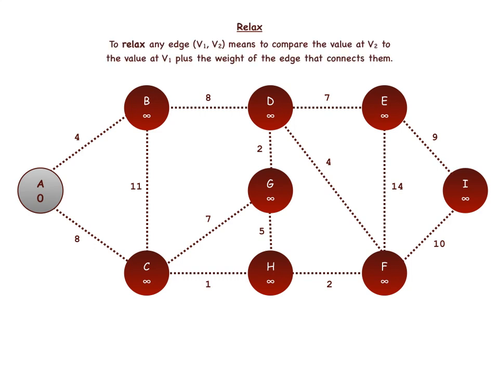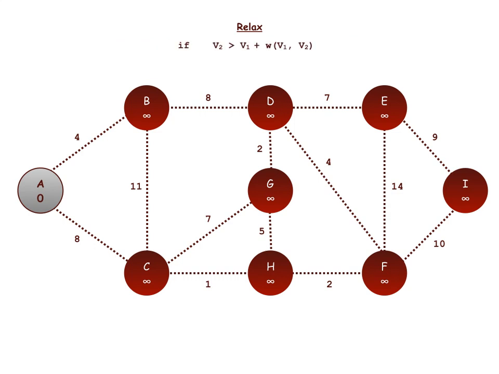To relax any edge connecting vertex 1 to vertex 2 means to compare the value at vertex 2 to the value at vertex 1 plus the weight of the edge connecting them. Written in pseudocode terms, if the value at vertex 2 is greater than the value at vertex 1 plus the weight of the edge connecting them, then that means we have found a shorter path to vertex 2. Thus, we're going to set vertex 2 equal to vertex 1 plus the weight of the edge connecting them.